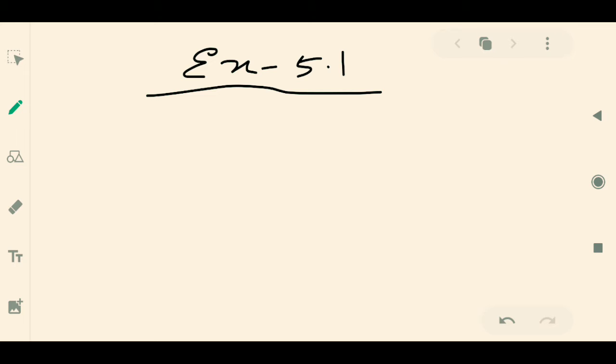So now we are going to start exercise 5.1 of the NCERT book. Question number 1 is given there. Which of the following situations, does the list of numbers involved make an arithmetic progression, and why? So for number 1, you can see in the book. I'm not going to write the question here.